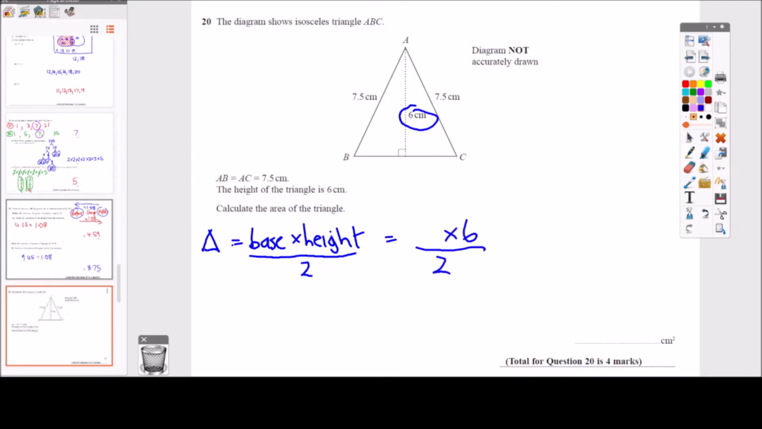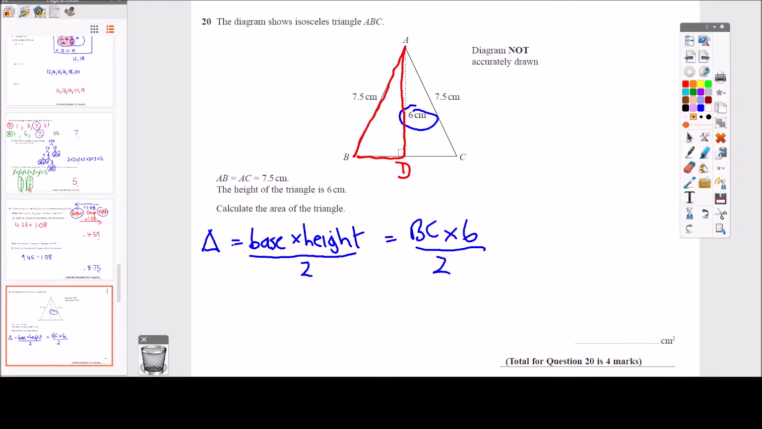So the issue is, how do we work out the length of the base, which is the length from B to C? Now what you need to do here is to spot that we've got a right angled triangle from A to B to the center. Now, if we can work out the length of that, let's call that point D. If we can work out the length from B to D, we can then double that to get the length from D to C, because that perpendicular line is halfway between B and D.